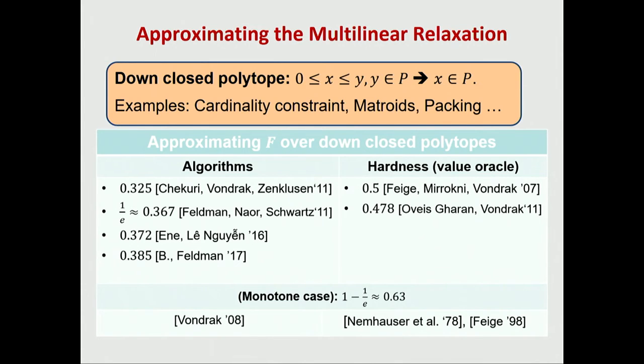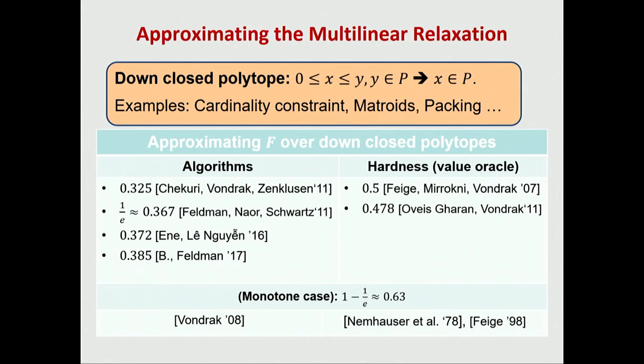So this is where the hardness comes from. The hardness is less than half. And the algorithms are slightly improving. And this is already old, so this should already be improved. And I will try to show you how to get this 38.5%, or the ideas of how to get them. In the monotone case, this is actually a closed problem. So there is an algorithm that gives you 1 minus 1 over e for the multilinear extension.